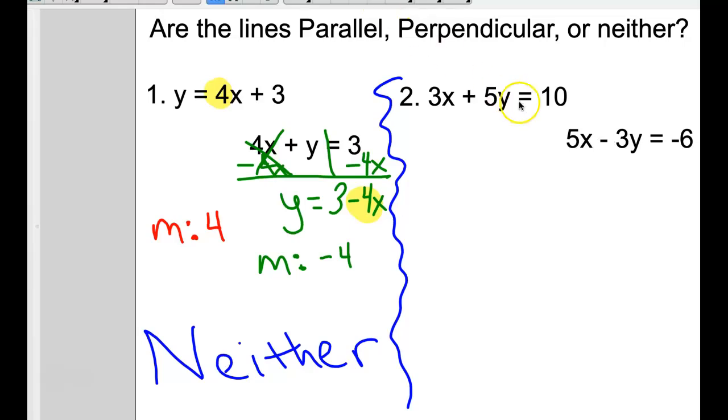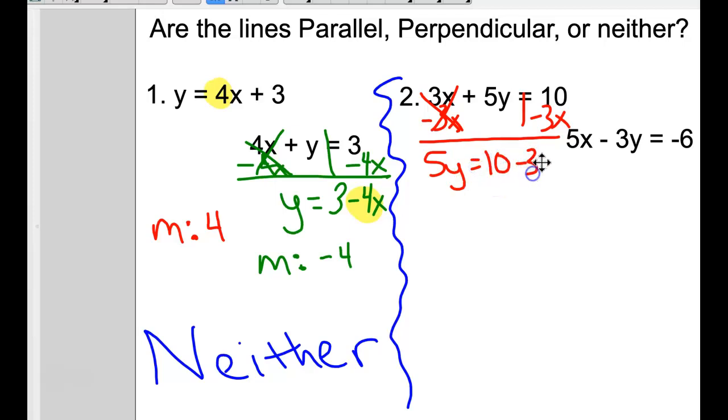Standard form equations are the most useless form of equations. So we're going to do a little bit of math. We're going to get our x out of here. So I drop down my 5y. On my right side, I have a 10 and a minus 3x. And then I've got to divide by the 5, all 3 parts.